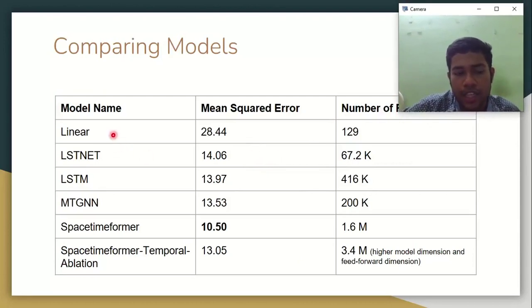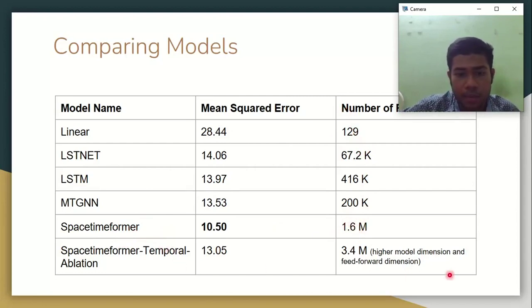So now we are going to compare different models finally. We have experimented with 5 different models and one ablation of the proposed model. So these are the results obtained. As we come down the table, the mean squared error, which is one metric we are comparing, continuously decreases, and it gives the best performance for Spacetimeformer, which is the proposed model. The number of parameters for every model is also mentioned over here, and Spacetimeformer has a significantly higher number of parameters, in the millions.